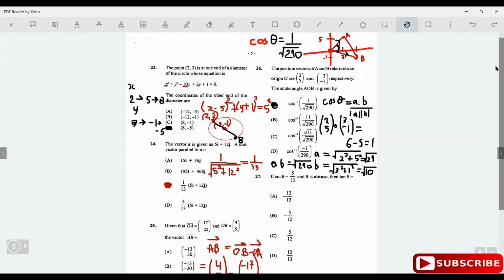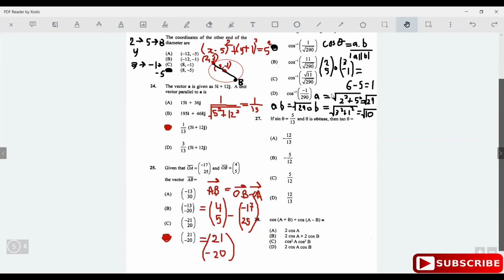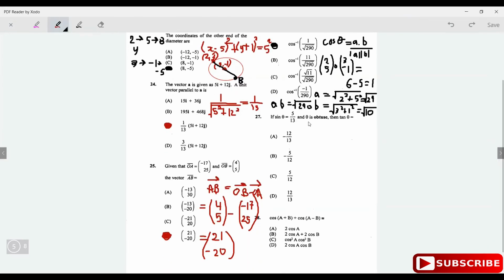Now here's question 27. It says if the sine of theta is 5 over 13 and theta is obtuse, what is tan theta? The best thing to do is to draw a triangle. Obtuse means the angle is in the second quadrant. So just draw a triangle in the second quadrant. I don't care how you want your triangle to look.